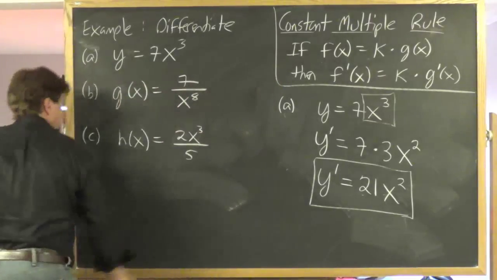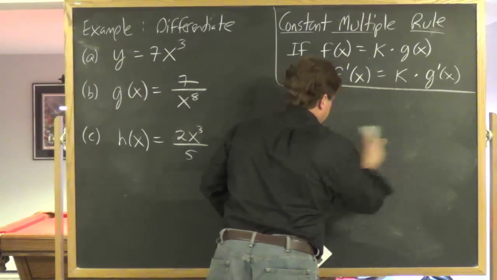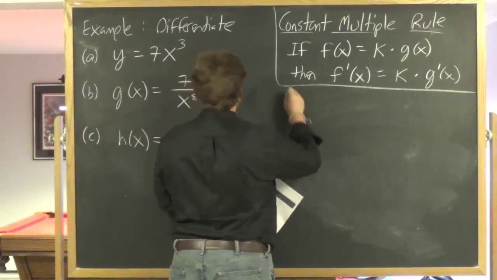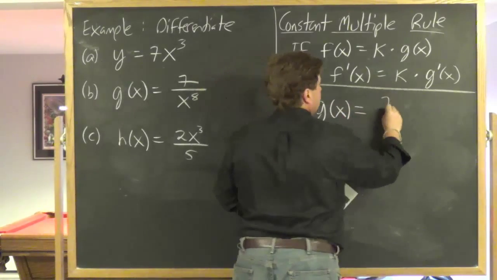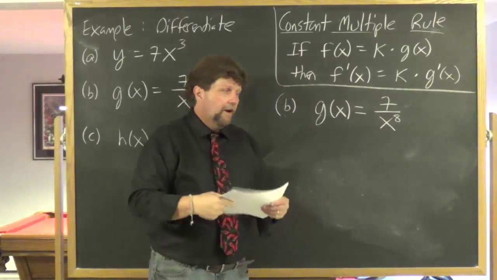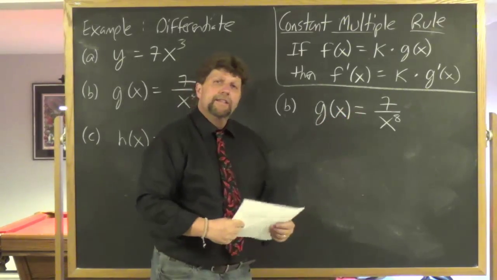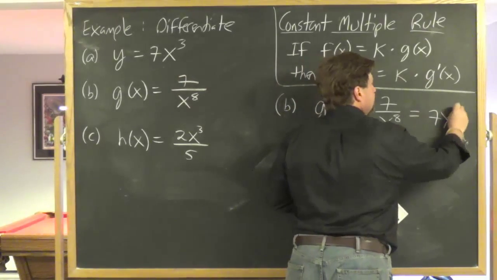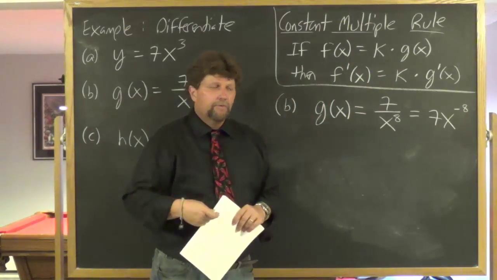Let me grab my eraser. Part B, g of x equals 7 over x to the 8th. Our first step is to use some algebra. We have 7 over x to the 8th. So we need to rewrite this as 7x to the negative 8th. It's that rule of exponents that we just reviewed.